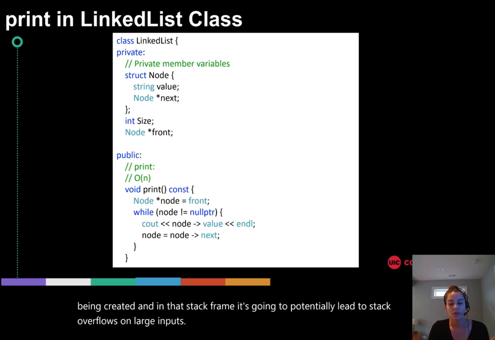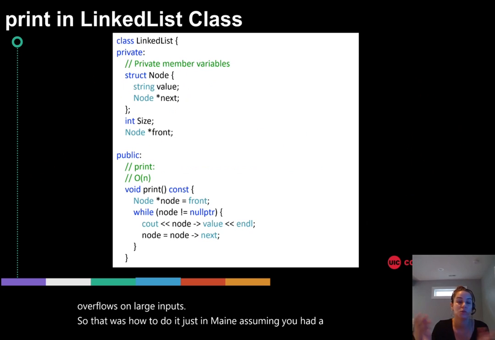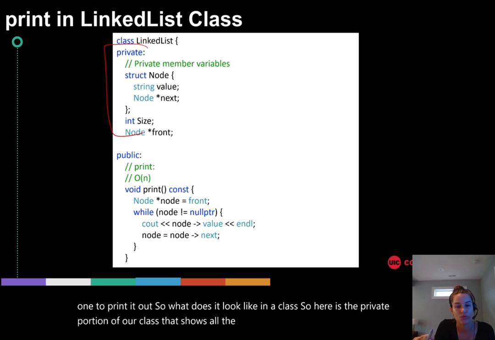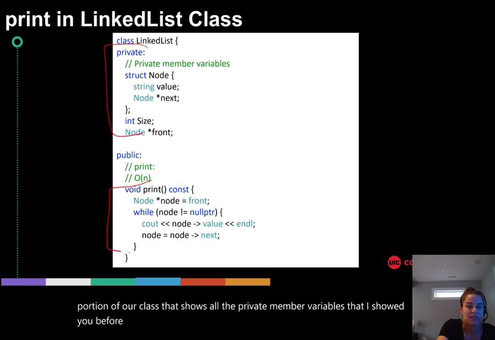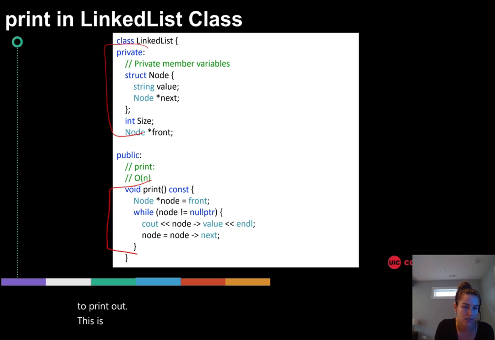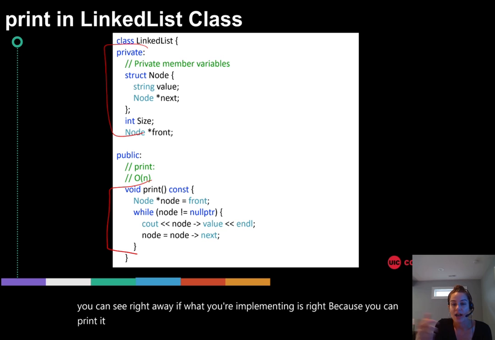So that was how to do it just in main, assuming you had a link structure and you just wanted to print it out. So what does it look like in a class? Here is the private portion of our class that shows all the private member variables that I showed you before. And then this is where you would place some sort of traversal code to print out. This is one of the first things you want to write in implementing a class, so that you can see right away if what you're implementing is right, because you can print it out. So I always recommend it being the first thing that you write.